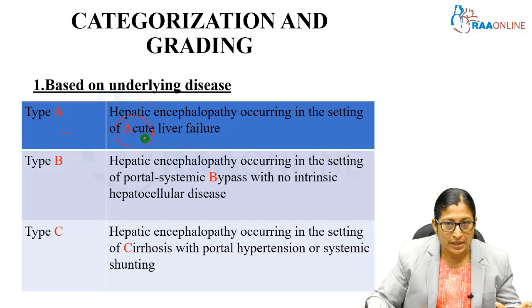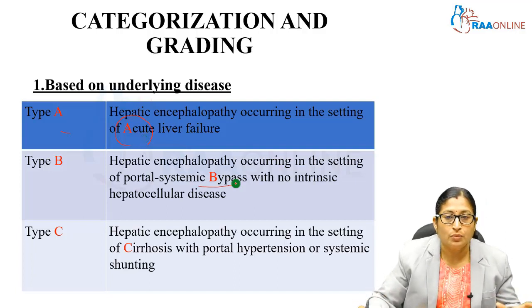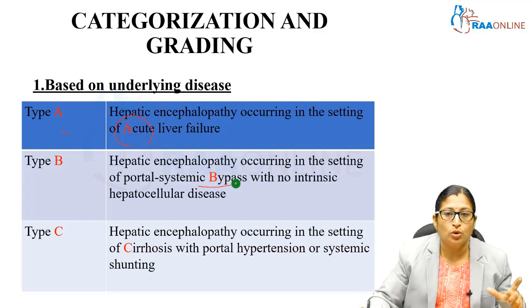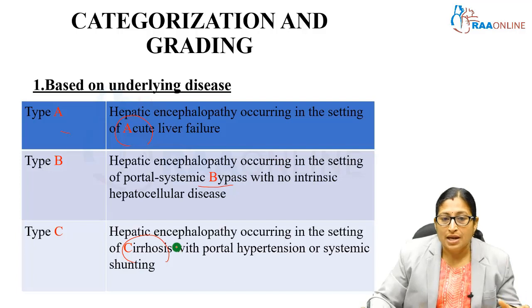And what is type B? B for B. Type B is that hepatic encephalopathy which occurs in patients with portosystemic bypass, surgical shunts. In these patients, they can develop hepatic encephalopathy. So that is type B. What is type C hepatic encephalopathy?